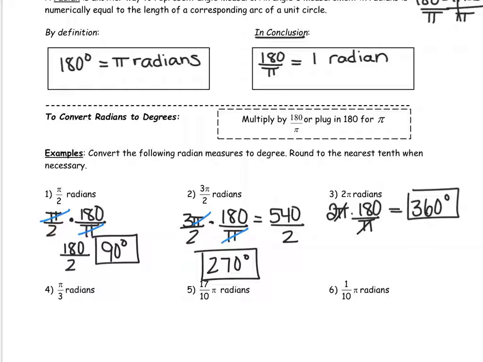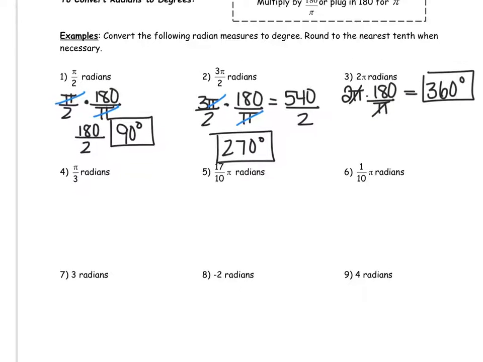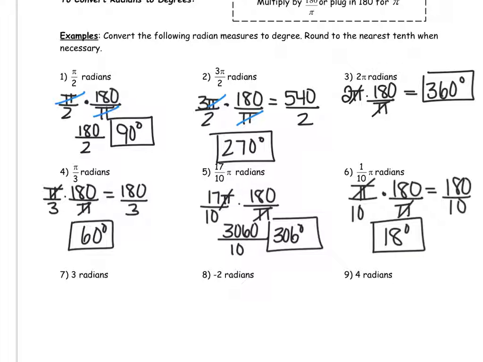Why don't you see if you can do 4, 5, and 6, and hit resume when you're finished. Okay, here are your answers. Number 4 should have been straightforward, and you should have gotten 60 degrees. Number 5 and 6 could have thrown you for a loop because the pi was in the middle, but remember, the pi in the middle is the same thing as it being in the numerator. So that's where I put it, never in the denominator. So this is the math, and these are the 3 answers.